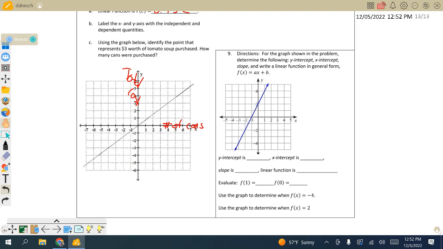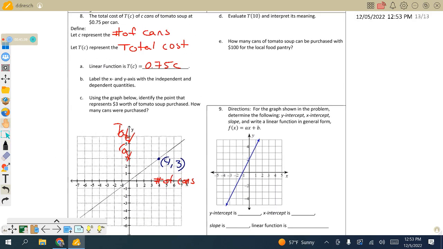Now, identify the point that represents $3 worth of tomato soup purchased. So where's that 3 located? Okay, here's your cost. You bought $3 worth. Go find my graph. This is right here. So how many cans did you purchase? Bought 4 cans and paid $3. Look at your axes. You're all smart there. Go to the cost and then find the cans down below.